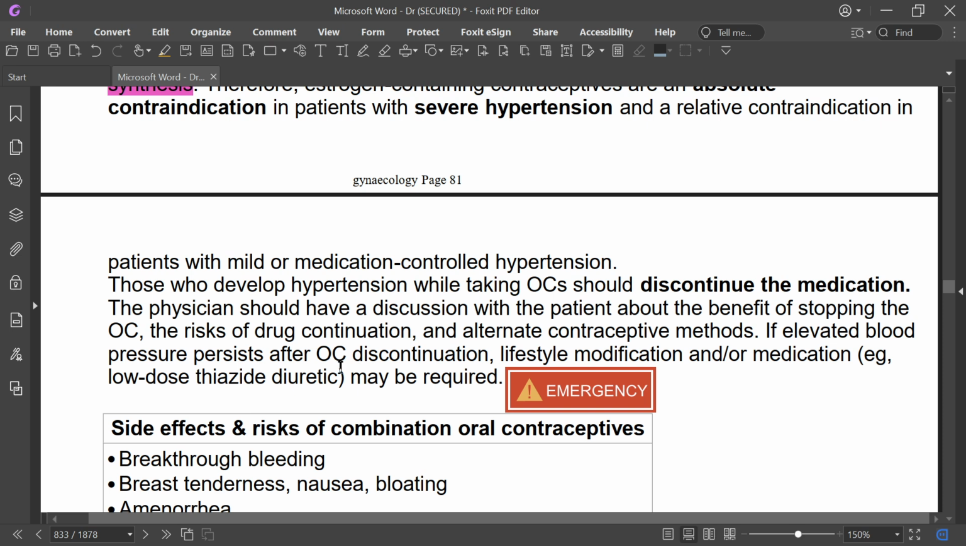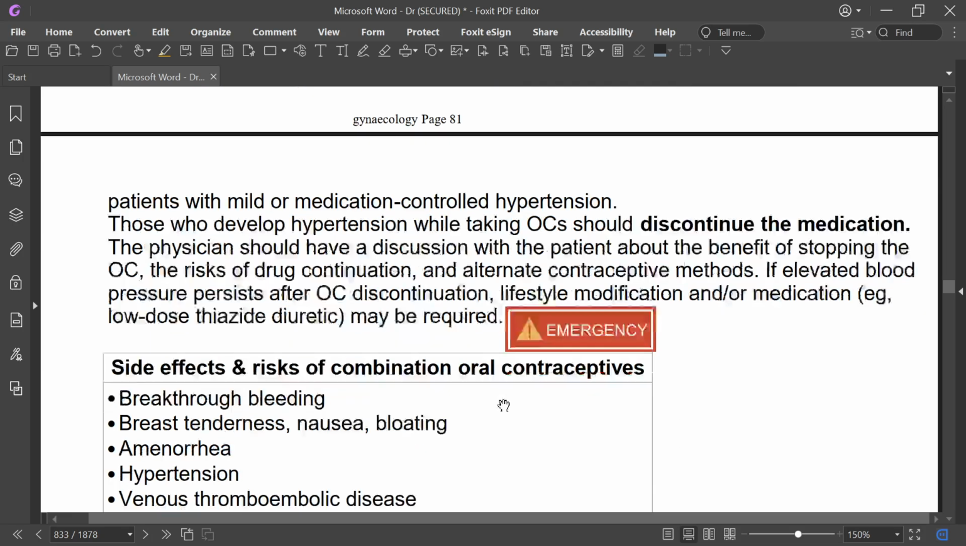The physician should make a decision with the patient about the benefit of stopping OCPs versus the risks of continuing the drug, or switching to an alternate contraceptive method. If elevated blood pressure persists after OCP discontinuation, lifestyle modification, medication, and low dose diuretics may be required.